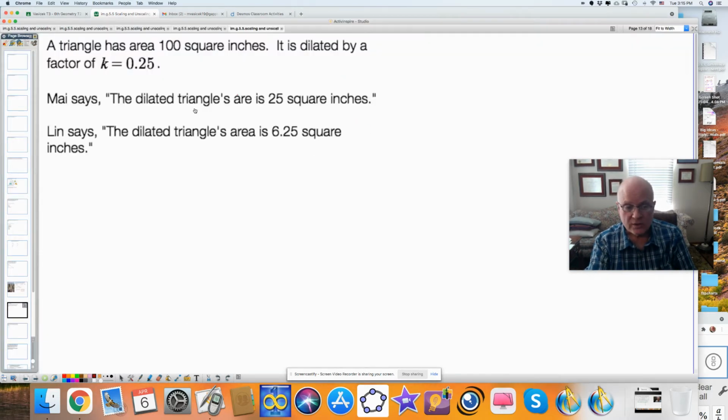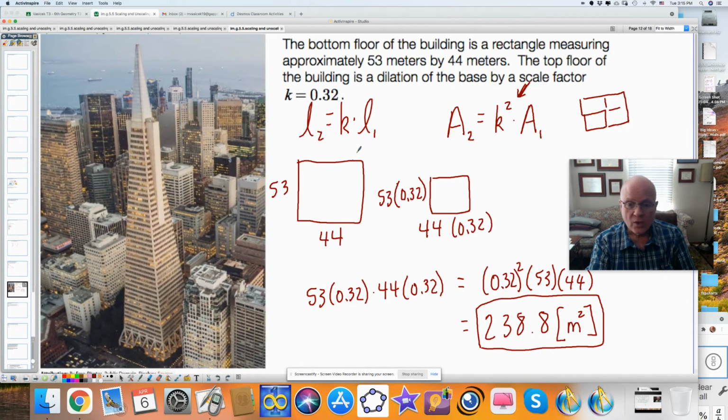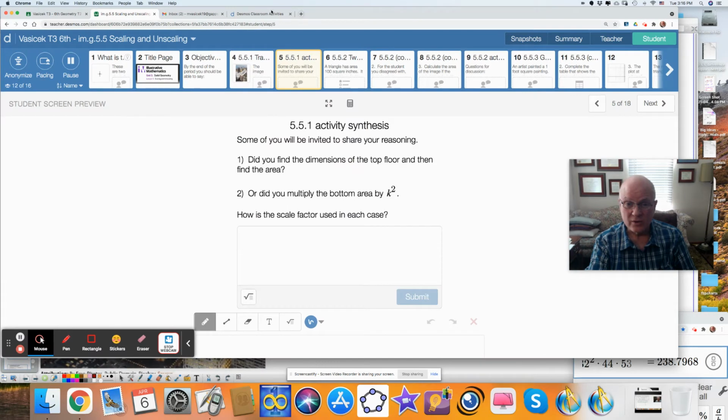One uses the length squared, right? This part here, the new length and the new width squared. The other one takes the area and multiplies it times the k value, the scale factor squared. So both of these are the same. If you don't get that from yesterday, make sure that you get it, because that's really kind of important. All right, moving on.